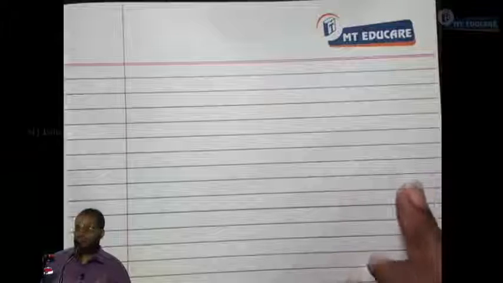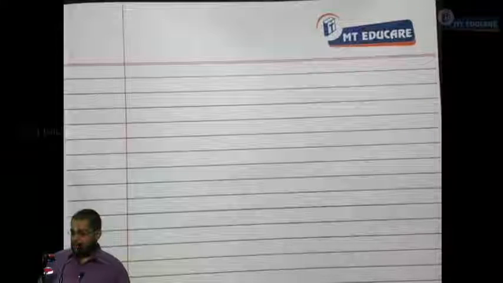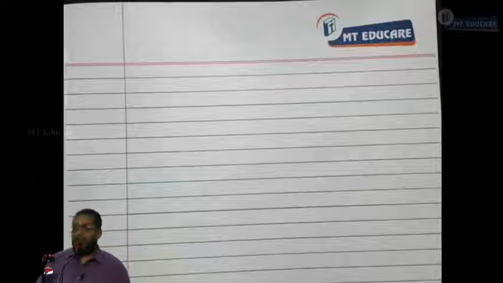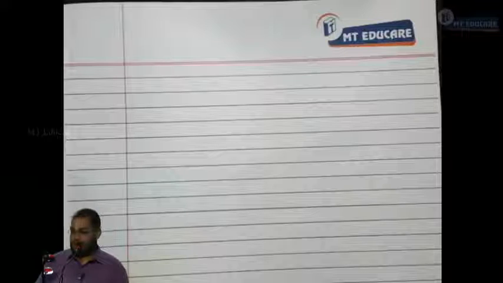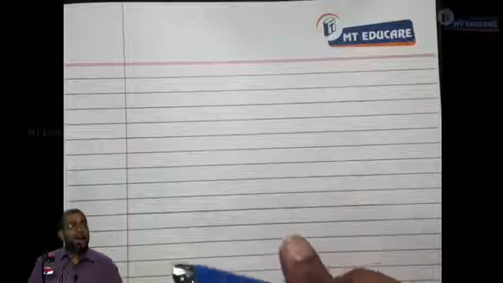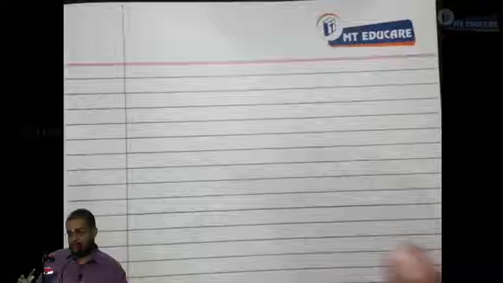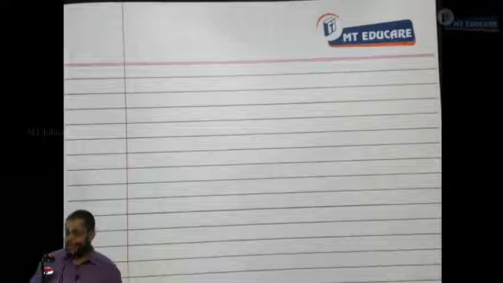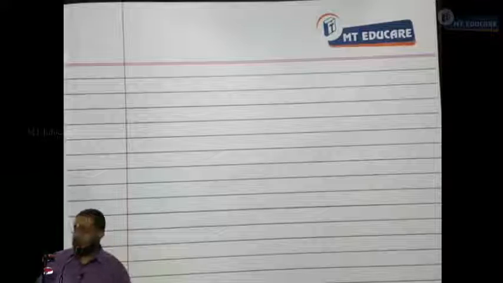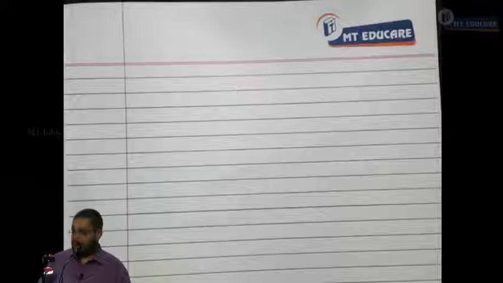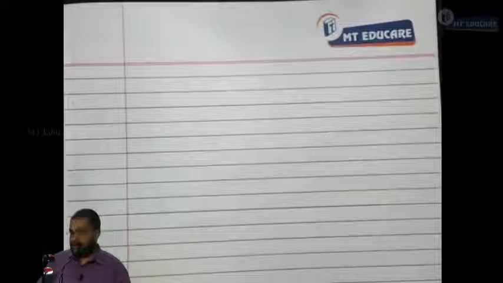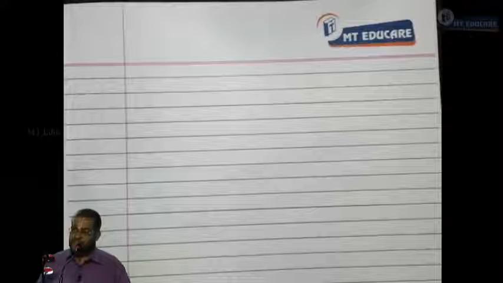I'll tell you the facts of this question. I am producing 12,000 units in a joint process by spending 3 lakh rupees. In this 3 lakh, how much is fixed? How much is variable? 2,40,000 is fixed. 5 rupees per unit is variable.